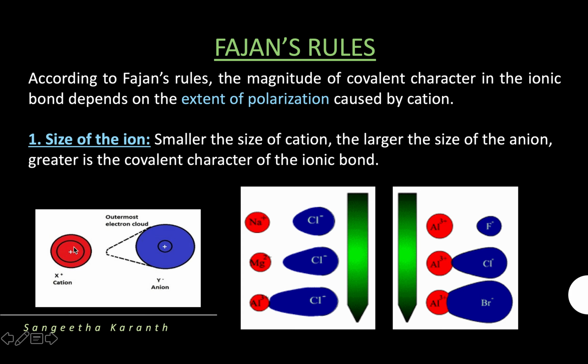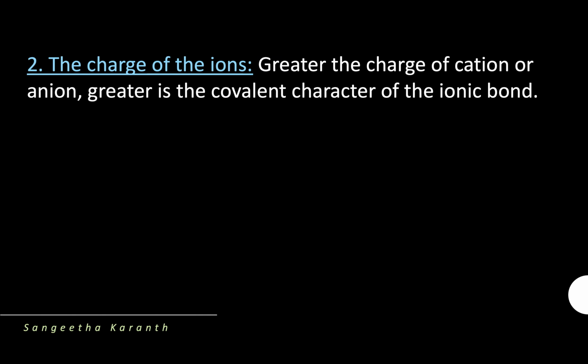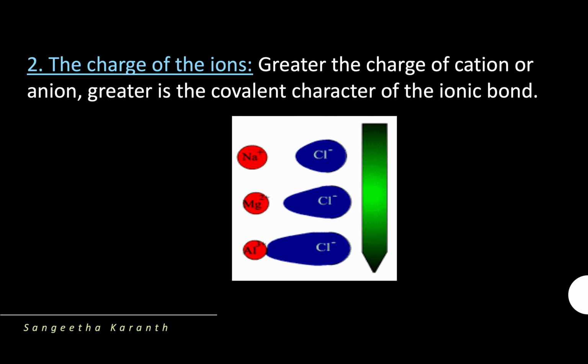Second point is the charge on the cation as well as the anion should be more to bring about maximum polarization. As I've already told, greater the charge of cation or anion, greater is the covalent character. You have already discussed this. So for sodium, it is +1, +2, +3. As the charge on the cation as well as the anion increases, the polarization also increases and hence the covalent character also increases.